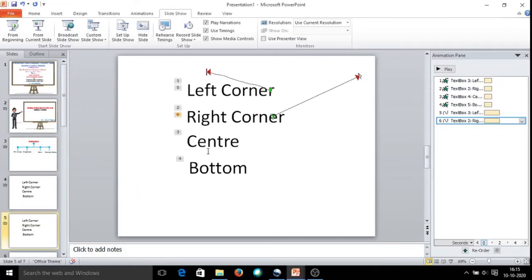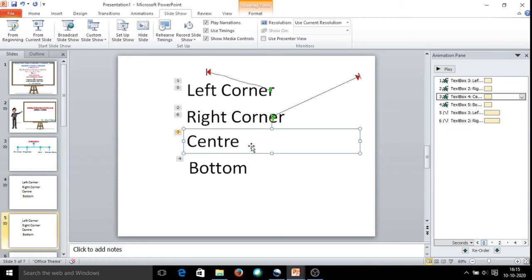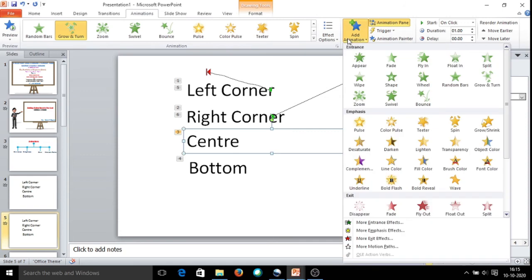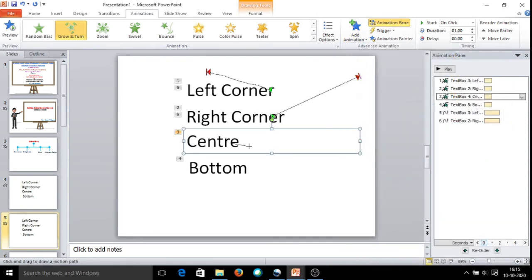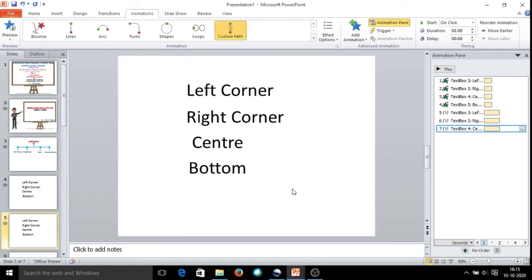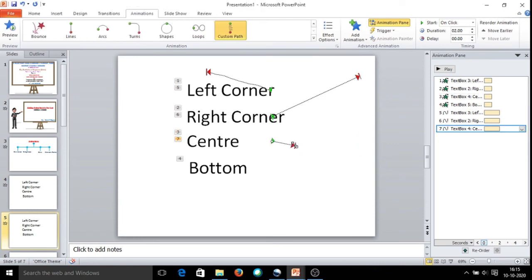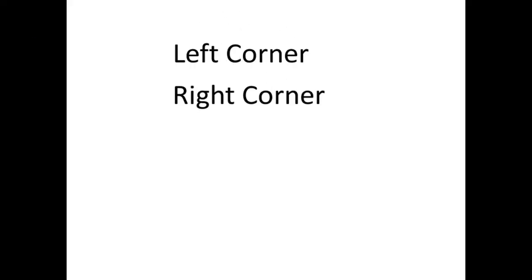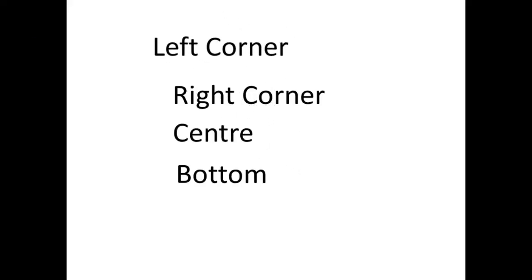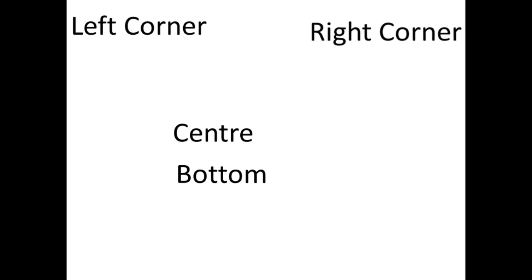Now if I want the center text to come to the center, I am selecting center. I am going to animations, then add animations. I am choosing the custom path, and I am moving it over here. Let us see. Yeah, some adjustment is required here. Okay, it is okay now. So from left corner, right corner, center, bottom, left corner, right corner, and then the center is coming to the center.